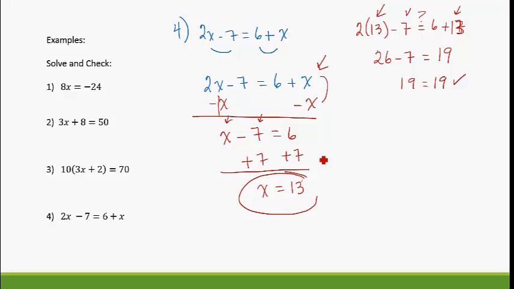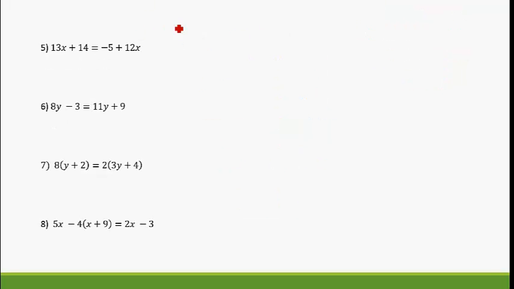Okay, so hopefully, like I said, this is just review. I'm going to do some more. Then you guys can get started on your homework. I also want to talk about proportions as well. Alright, so number 5 here, I have 13x plus 14. Actually, just to save us a little time, that problem is very similar to the previous problem. So I'm going to move forward and look at this one.